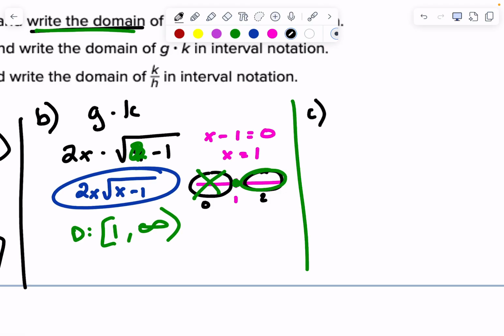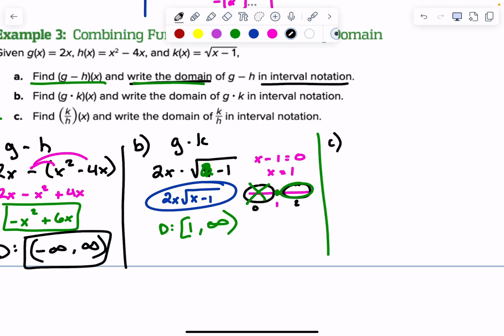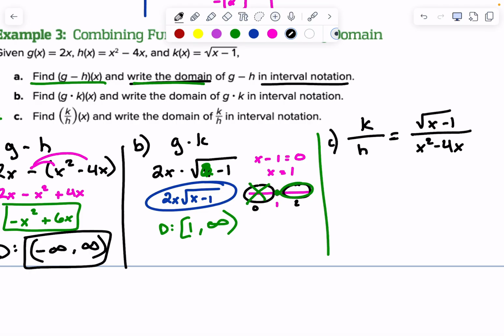C, they're having us divide. K divided by H, okay? Oh my gosh. Let me just write it out. K divided by H. All right, K is the square root of x minus 1. And H, oh my Lord, H is x squared minus 4x. Yeah, I can't do math. All right, here we go.